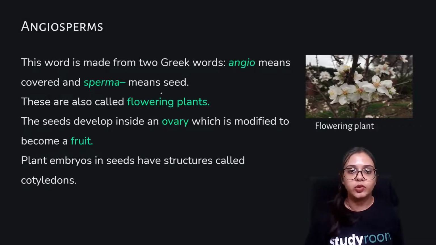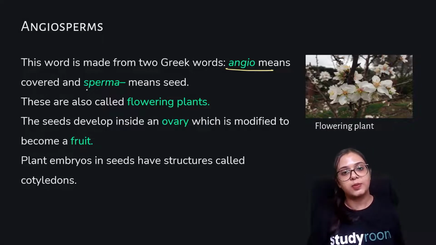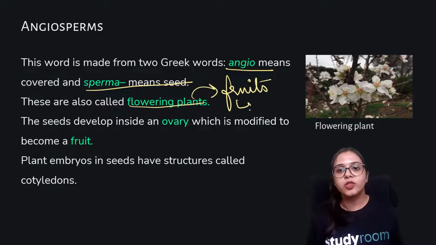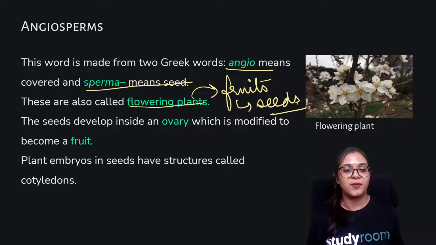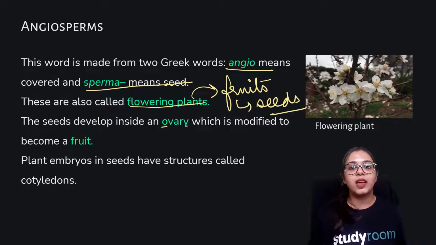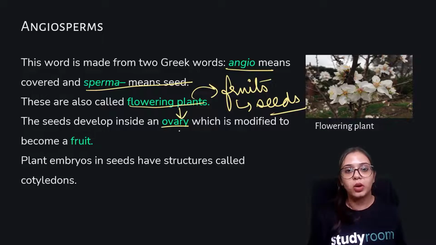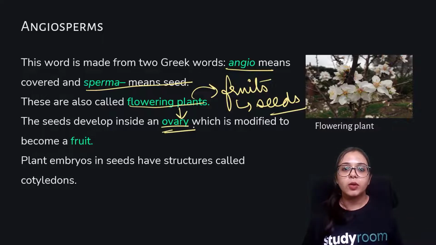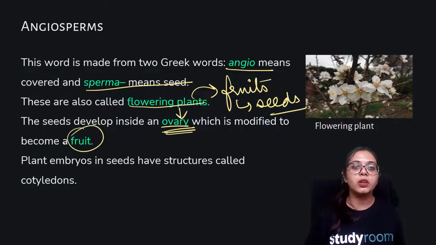Then you have the angiosperm. Angio means covered and sperma means seed. So from the name you can determine that it means plants whose seeds are covered. Covered inside what? Covered inside fruits. So these plants are also known as flowering plants because they produce fruits, and inside fruits we get seeds. The seeds develop inside an ovary of the flowering plant. The ovary is an organ of the flowering plant, and after sexual reproduction takes place and the embryo is formed, this ovary is modified to become a fruit.